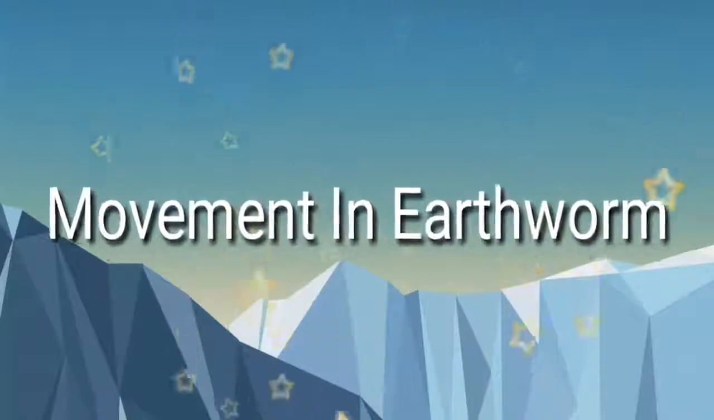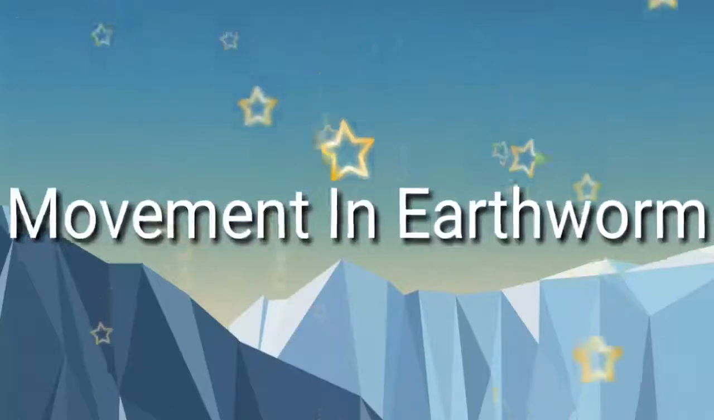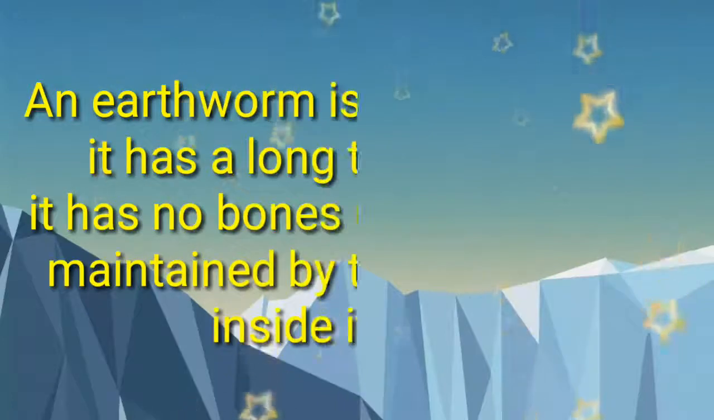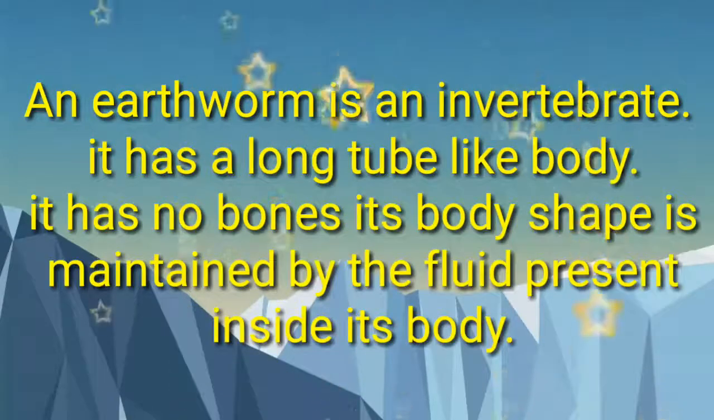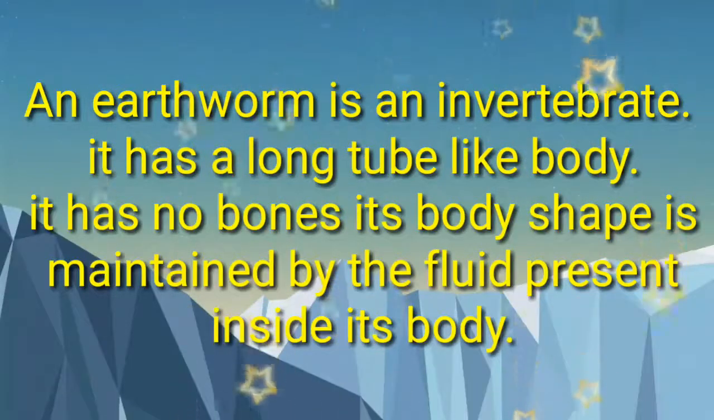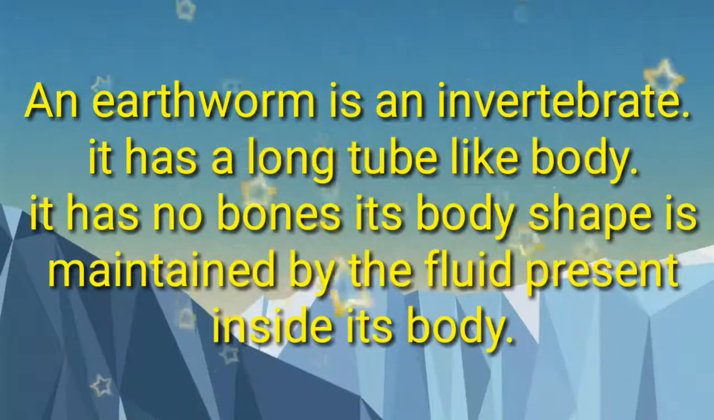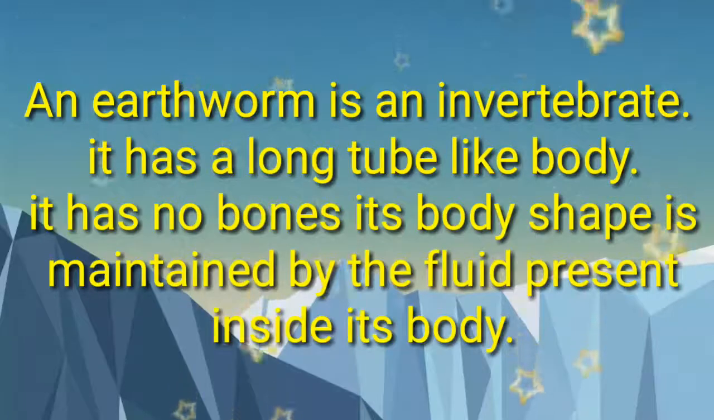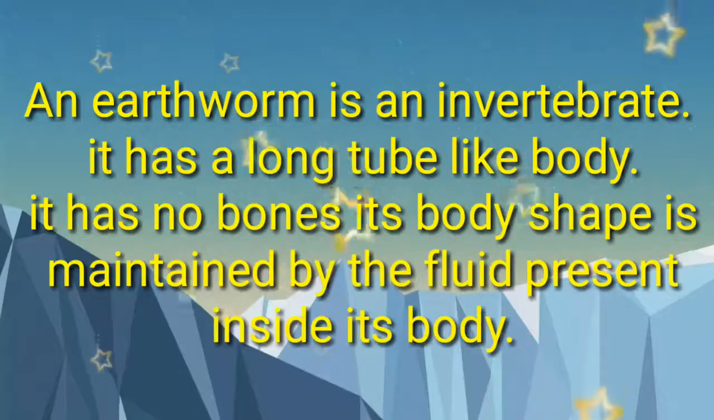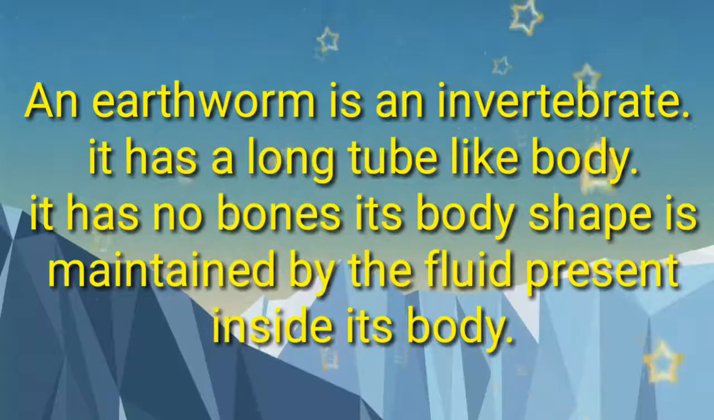Let's learn first about movement in earthworm. An earthworm is an invertebrate animal. It has a long tube-like body. It has no bones. Its body shape is maintained by the fluid present inside its body.